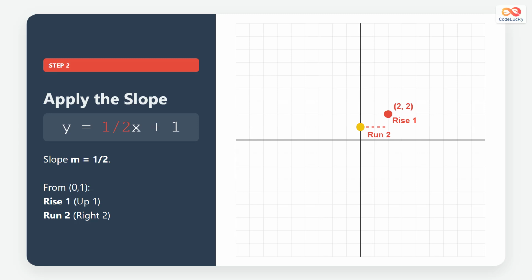Step 2 is to use the slope. Our slope m is 1/2. Remember, that is rise over run. So, from our starting point, we rise up 1 unit and run to the right 2 units. This gives us our second point at coordinates (2, 2).